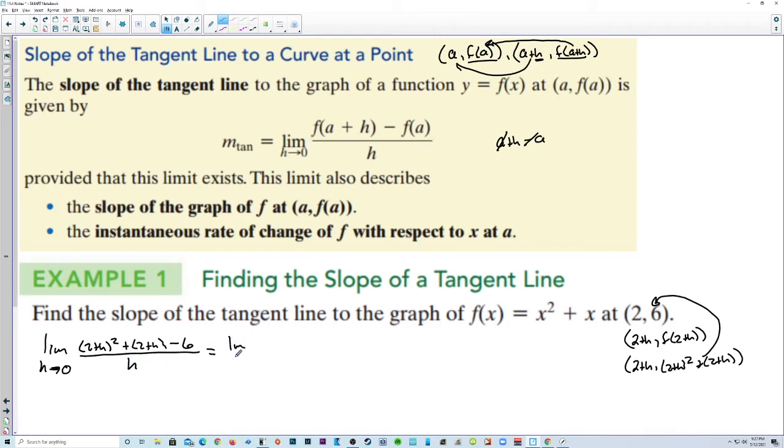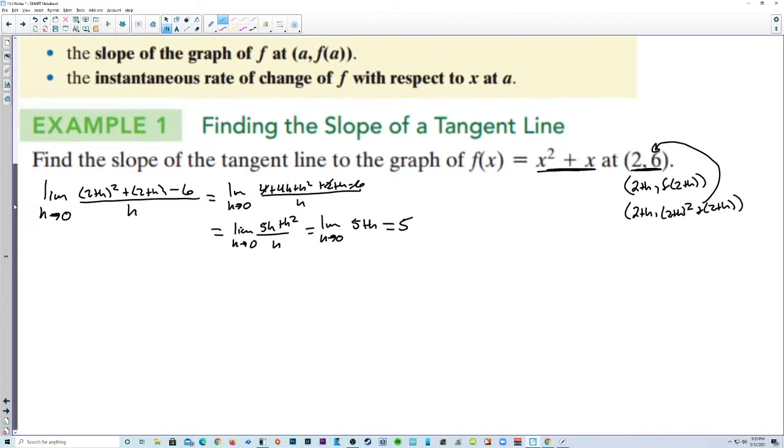Now we just have some algebra to do. So limit as h approaches 0 of 4 plus 4h plus h squared plus 2 plus h minus 6 over h. Well, 4 plus 2 is 6. 6 minus 6 is 0. So we have the limit as h approaches 0 of, let's see, that's gone, that's gone, that's gone. 4h plus h is 5h plus h squared over h. Now we can factor an h out on top and cancel it with the h in the denominator, so we end up with 5 plus h. Well, h is approaching 0, so we have 5. The slope of the tangent line of this curve right here at the point 2, 6 is 5.